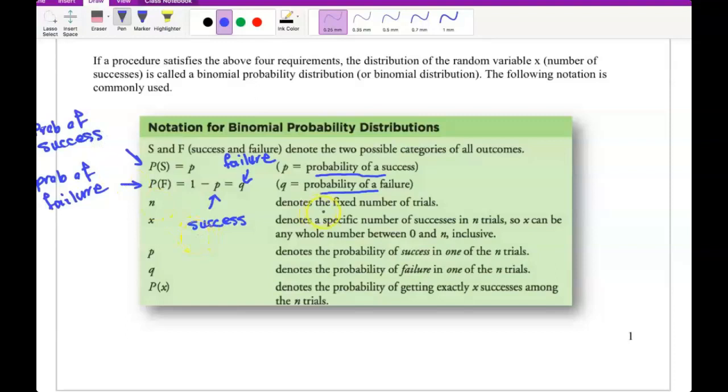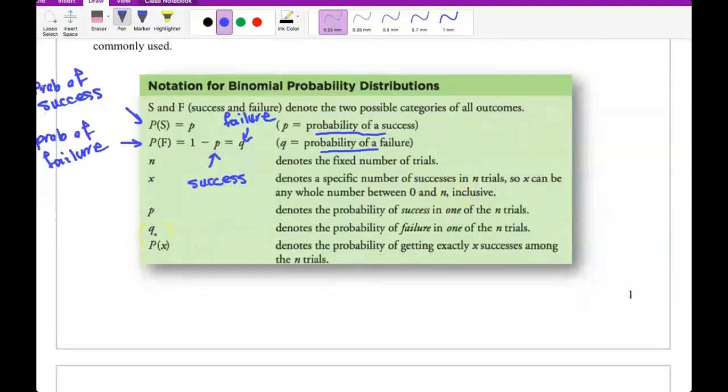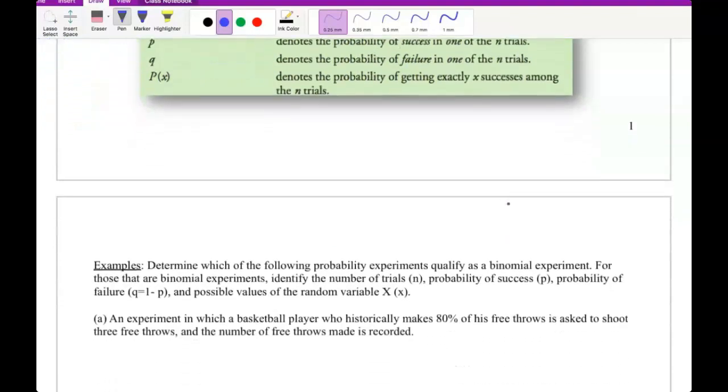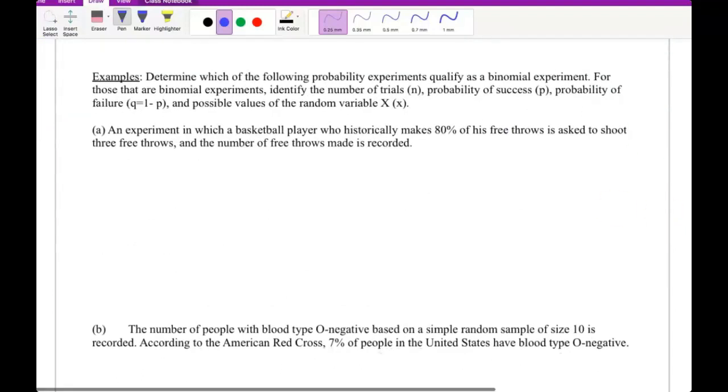To show the number of trials we use N, and number of successes in N trials we use X. So once again, P is for the probability of success, and probability of failure is Q, and this X, so that is probability of X, and X was here on top, number of successes in trials. Now let's work an example.